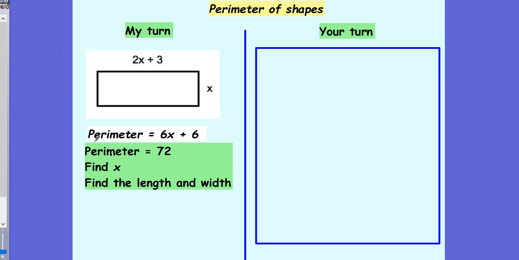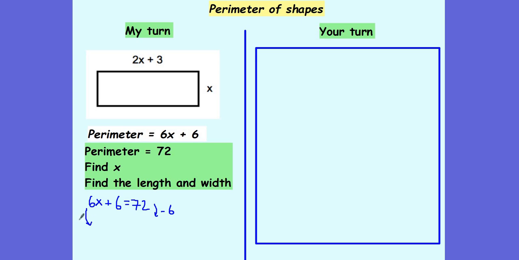Okay, so we worked out for my rectangle, my perimeter was 6x plus 6. I've now been told the perimeter is 72. I need to find x. So now I know that 6x plus 6 is equal to 72. I can solve this if I subtract 6 from both sides. I get 6x is equal to 66. If I divide by 6, I now know that x is equal to 11.